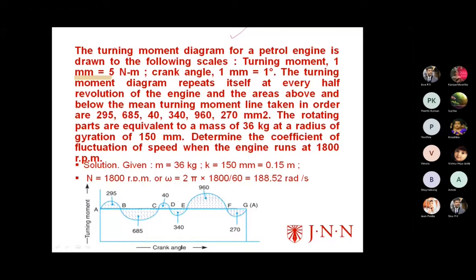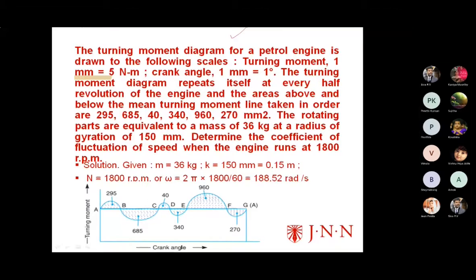For example, at a particular angle of 10 degrees, what will be the position of the crank? And then another at 20 degrees, and another at 40, 60, 80, 90 and so on. So what will be the position of the crank? This definitely shows the power fluctuations and the speed fluctuation. This is what we are going to find out.